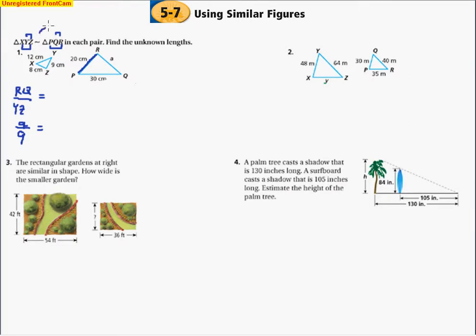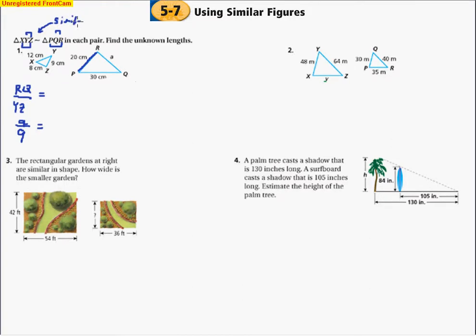This little symbol right here represents similar. If we know that two figures are similar because they tell us, the order in which they write these should be similar. That means the point X corresponds to P, the point Y corresponds to Q, the point Z corresponds to R. So that's why I am using the same order here. So I used PR, or RP, however you want to write it. I'll write down RP. So RP corresponds to ZX. So RP is 20.